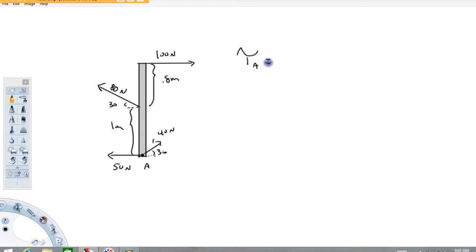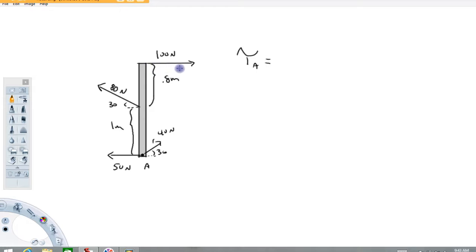Now, this is not a Newton's second law problem. I'm not applying F equals ma or its rotational equivalent, which is torque equals moment of inertia times angular acceleration. The purpose of this is just how do you calculate the torque from a bunch of force vectors. So let's go ahead and do that.